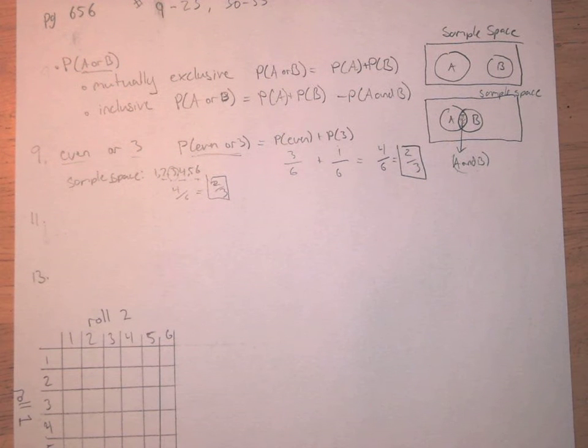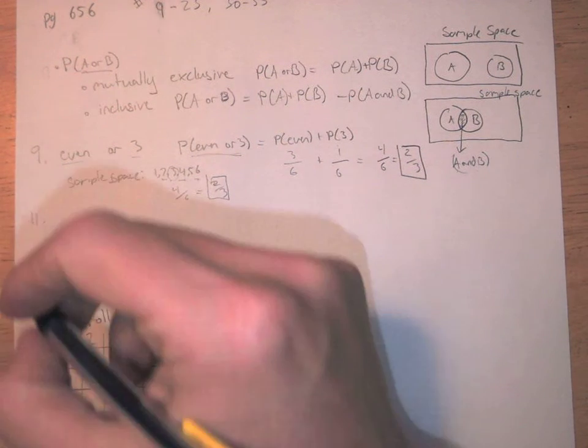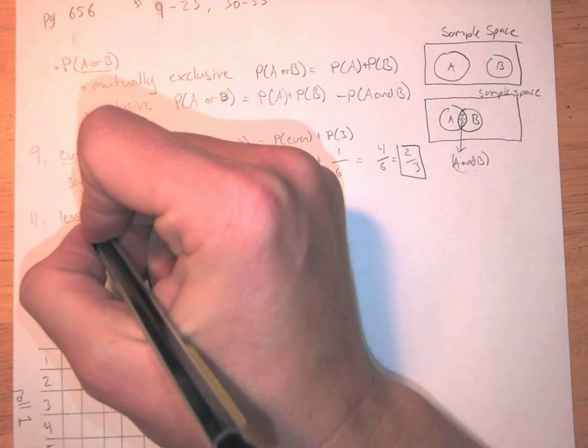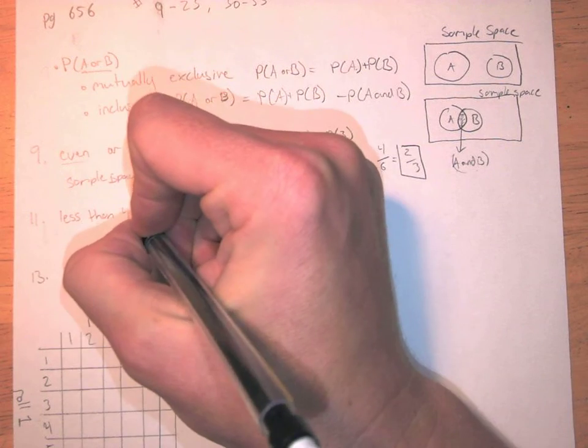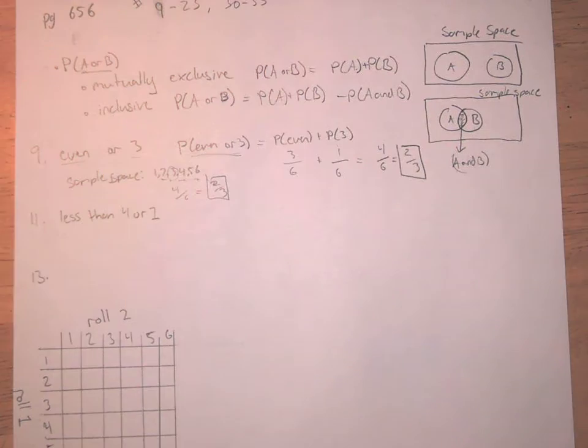All right, let's look at one that is inclusive. This is number 11, and we want the probability of less than 4 or just the number 1.